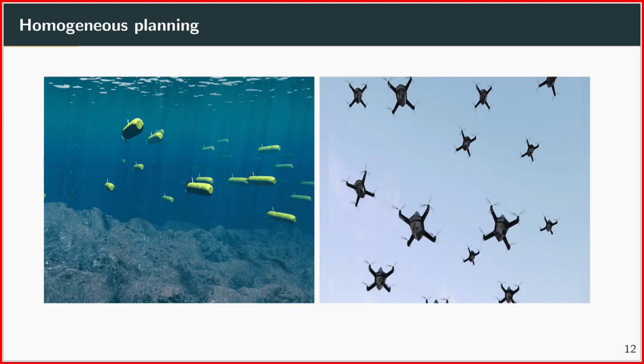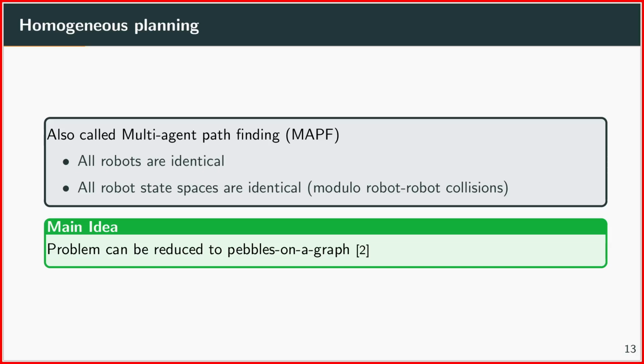Okay, so let me start with homogeneous planning. In homogeneous planning, as I said, all your robots are equivalent. So maybe you have a set of submarines which you want to control, or you have multiple drones, and they are all from the same company. They have all the same measurements, and they're all equivalent.